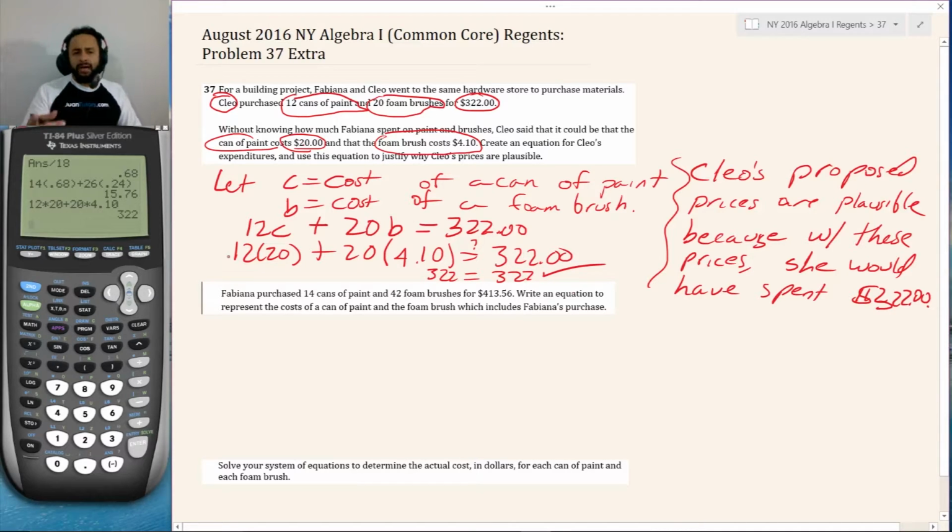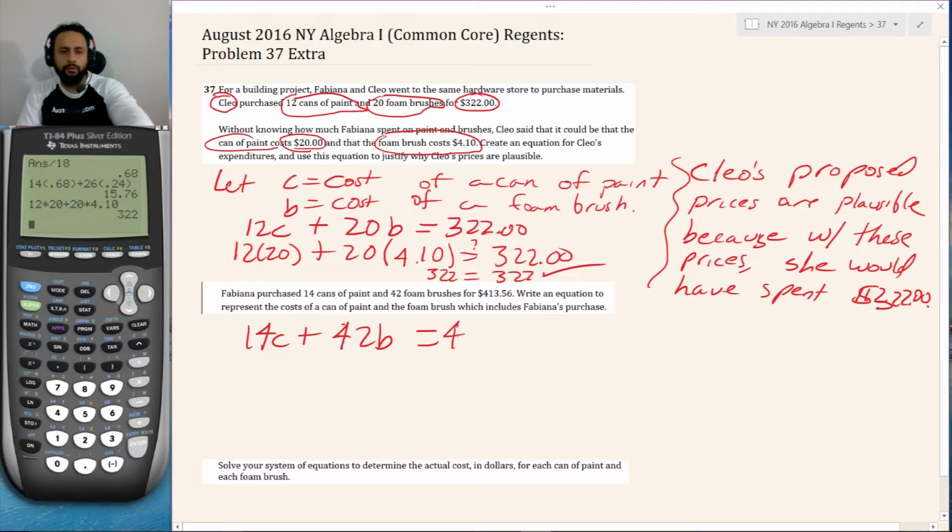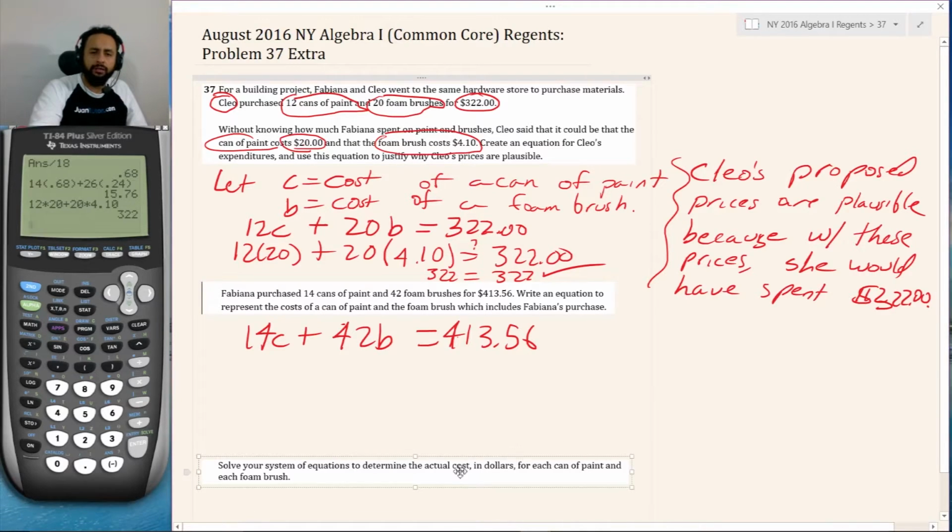For the second part, Fabiana purchased 14 cans of paint and 42 foam brushes for $413.56. They want you to write an equation to represent the cost of a can of paint and the foam brush, which includes Fabiana's purchase. So we've already defined C to be the cost of a can of paint and B to be the cost of a foam brush. We don't have to redefine that. So one can of paint costs C, so 14 cans of paint cost 14C. And 42 foam brushes costs 42B because one foam brush costs B. And this total equals 413.56. And that's 2 points right there. 2 points on the second part. Let's see if we could do the third part.